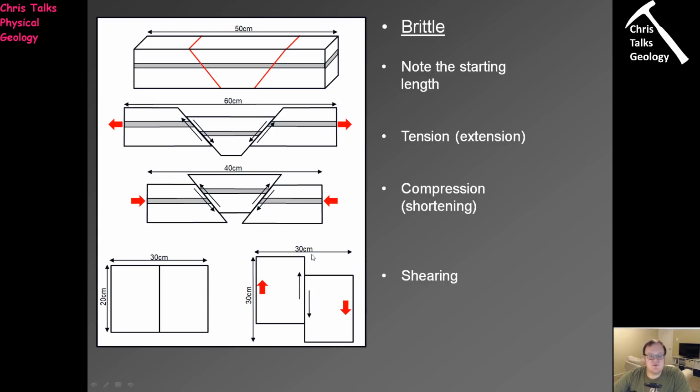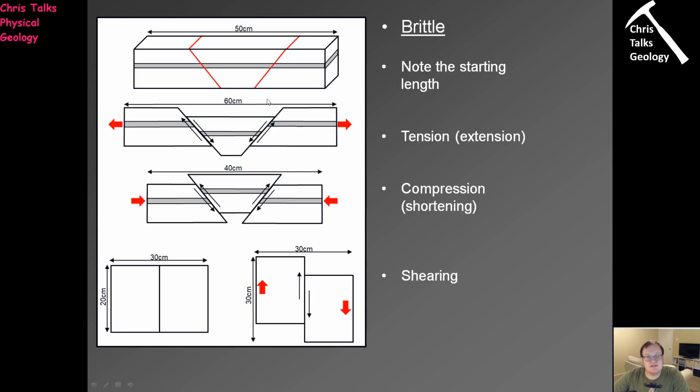Okay, so this diagram here is going to demonstrate to a certain degree how brittle deformation functions. This block up here is our original block, and it's 50 centimeters long. What we're going to do is put our block under certain stresses. In this case, we're going to put our block under a tensional stress and a compressional stress. And our block is going to fail along these red lines.